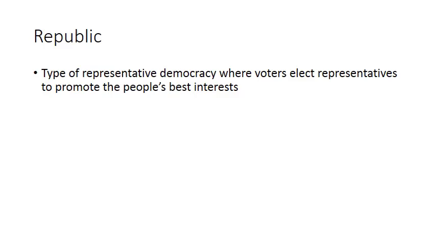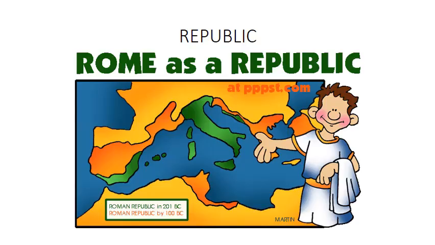Republic. So I mentioned republic a little bit earlier. It is a type of representative democracy where voters elect representatives to promote their best interests. And this is so those people don't have to drop everything they're doing and fly up to Washington, D.C. just to vote on every single little thing. They get a representative to do that for them. And we'll talk about Rome's role as a republic for a time.